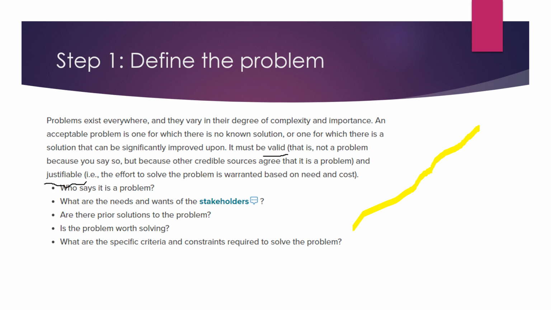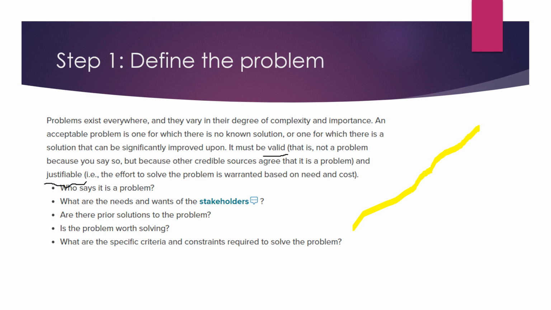That affects you. When we talk about education in general, parents become stakeholders. So what are the needs and wants of the people whose lives are going to be impacted by the solution of the problem? Are there prior solutions to the problem? Have people attempted to do it before?